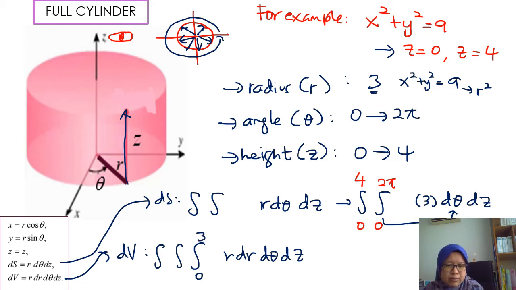The r will be the limit. Okay, and theta is 0 to 2 pi and then z is 0 to 4. So you will integrate it as usual. So this is the full cylinder.